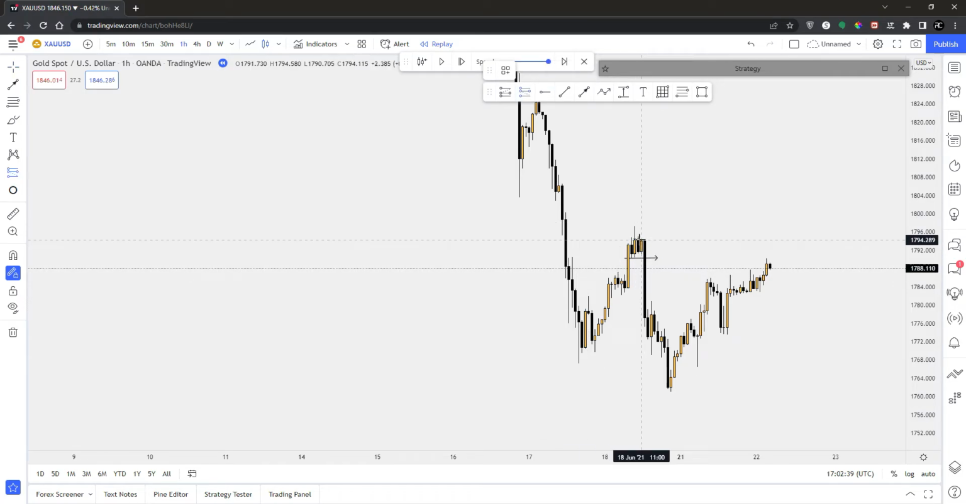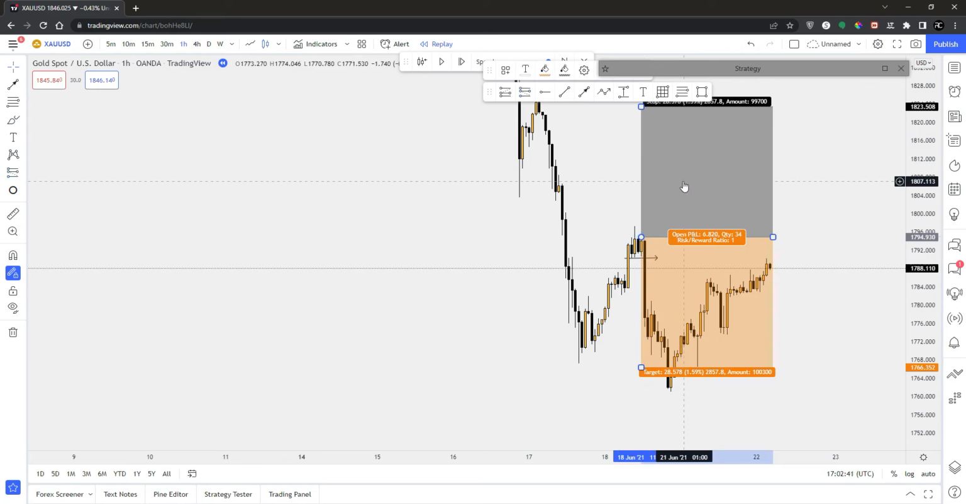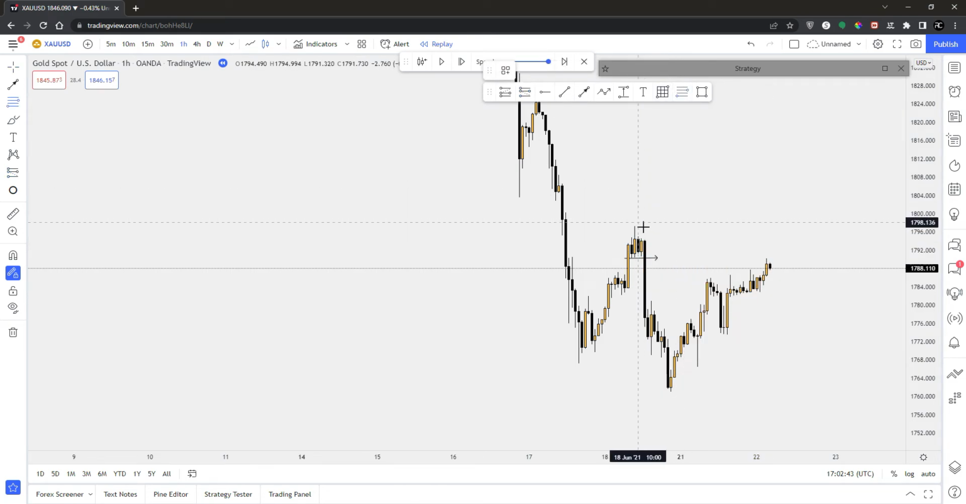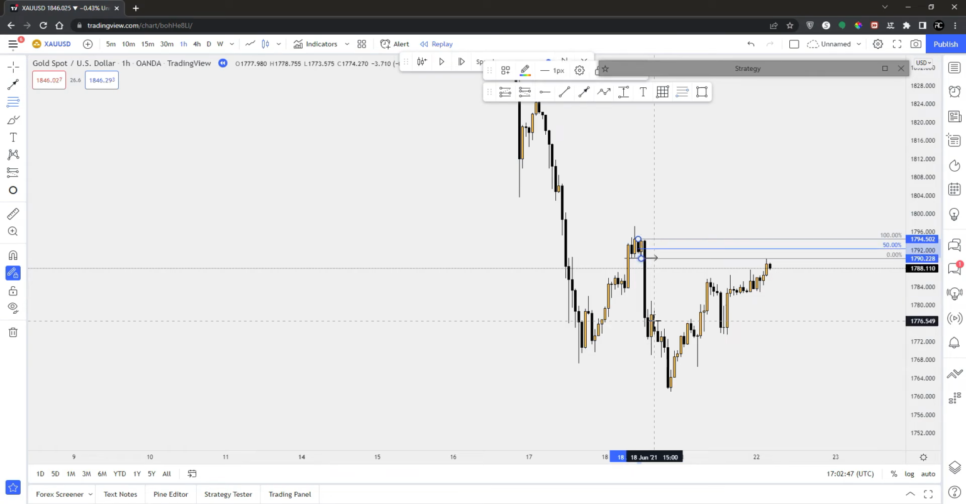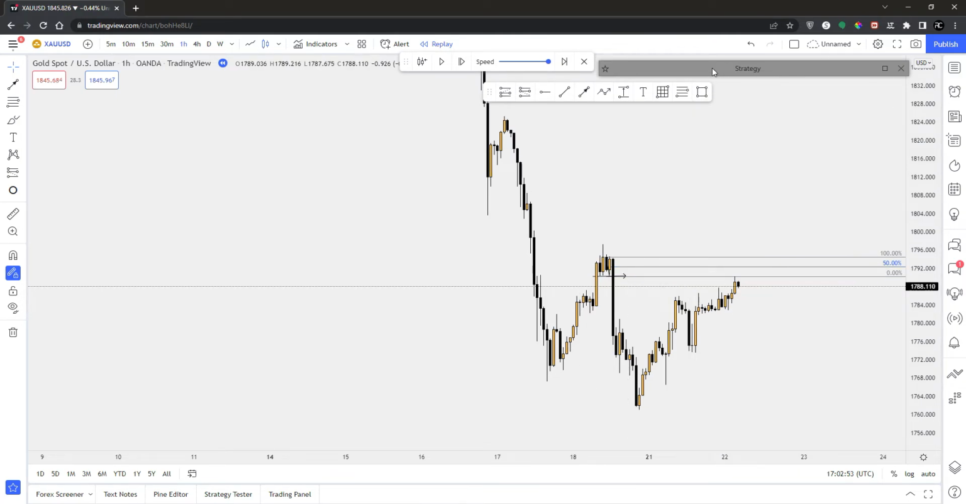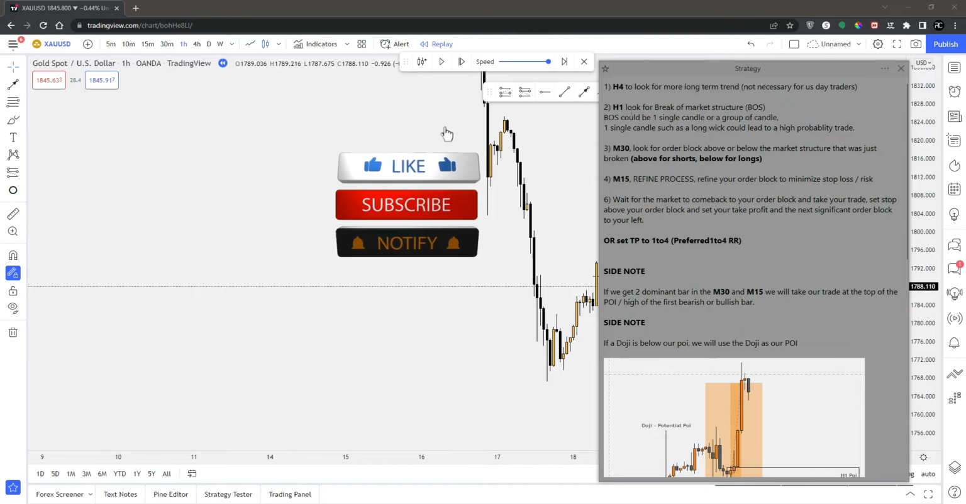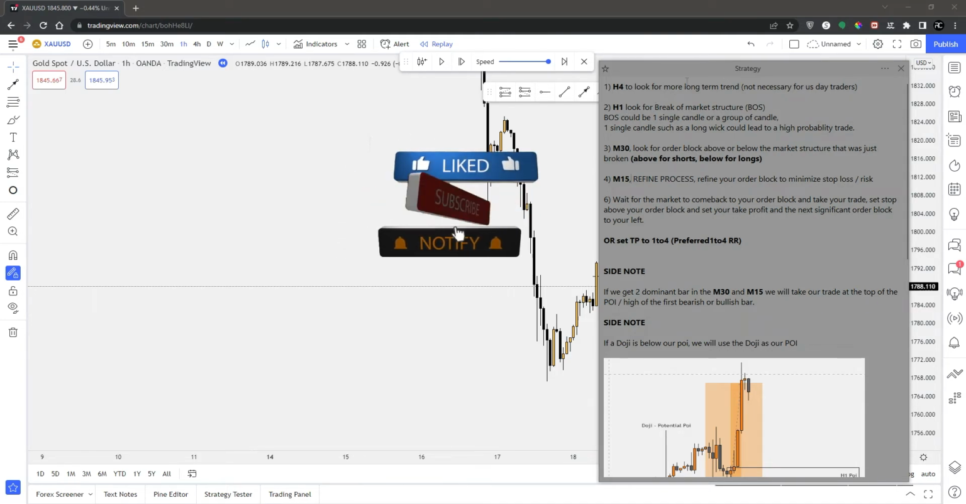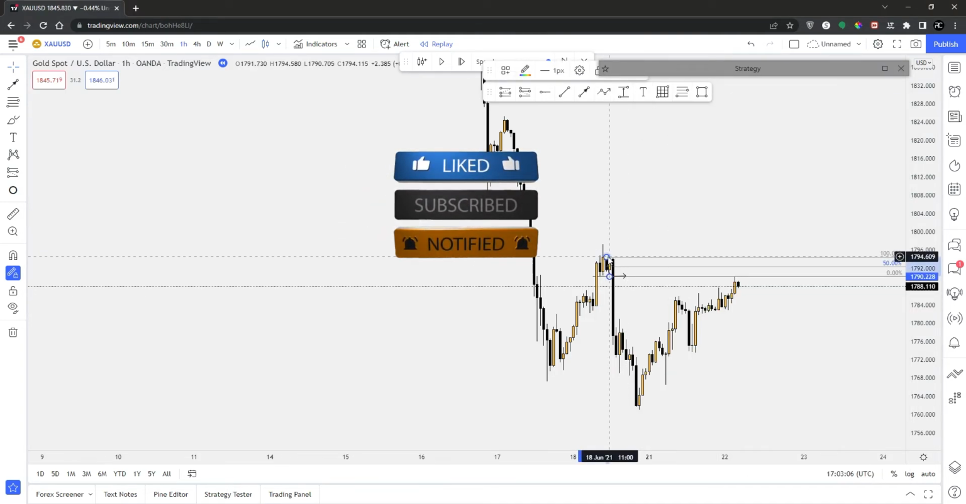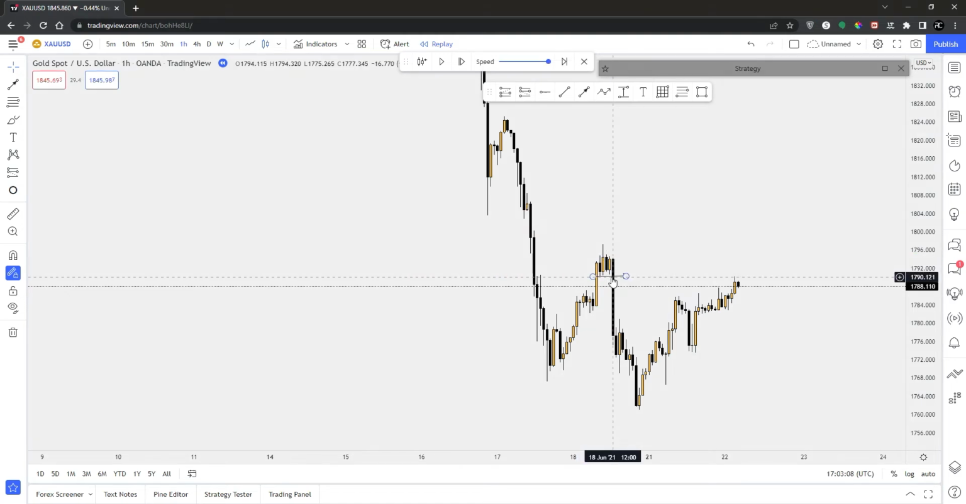And this would have been the point of interest, this little candle here, right? The market looked like it tapped in and could possibly go lower. So this is our POI. Let's see if we read that right. It actually says to look for the breaking structure. So let's take this off. Structure was broken here.